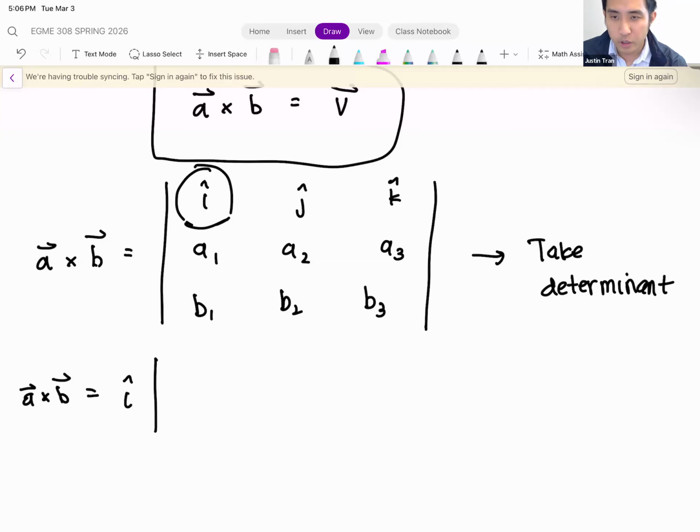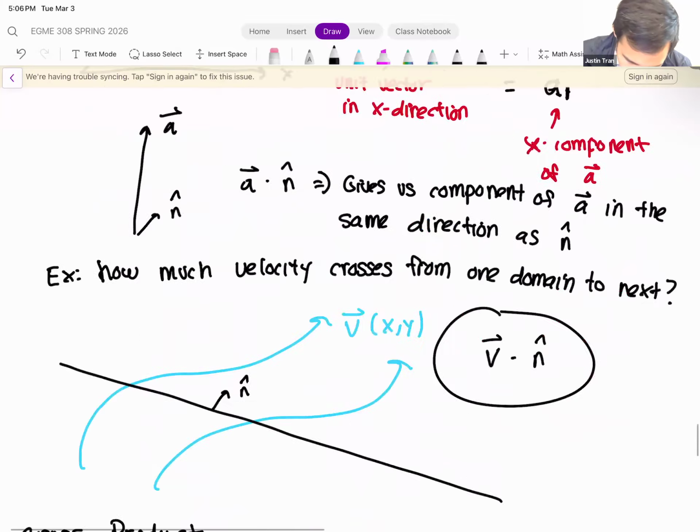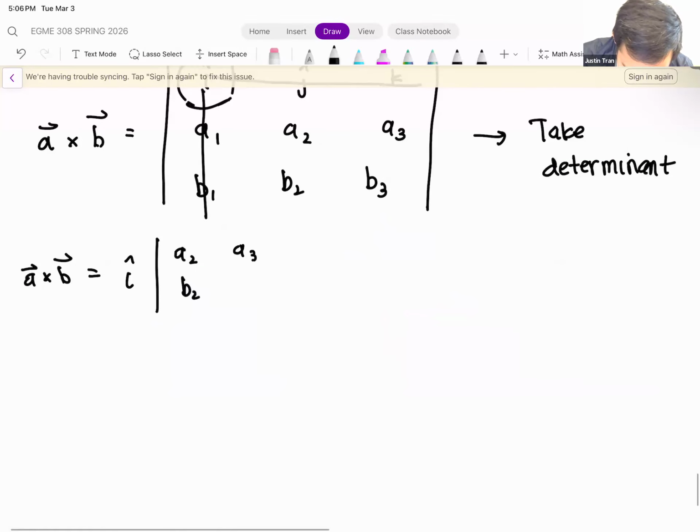We multiply that by the determinant of a 2x2 matrix, which we get from the original matrix by covering things in the same row and the same column as that i hat. So we essentially cross out everything in the same row and the same column as that i hat, and what we're left with is a 2x2 matrix that we can take the determinant of. So it's i hat multiplied by the determinant of A2, A3, B2, B3. That's our first expression.